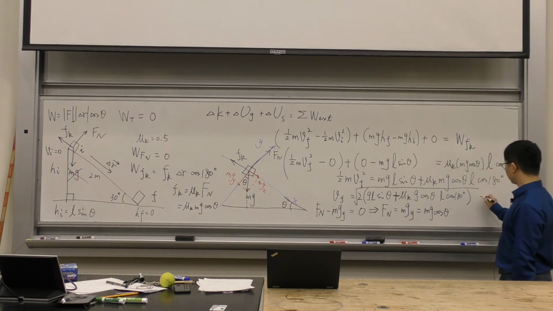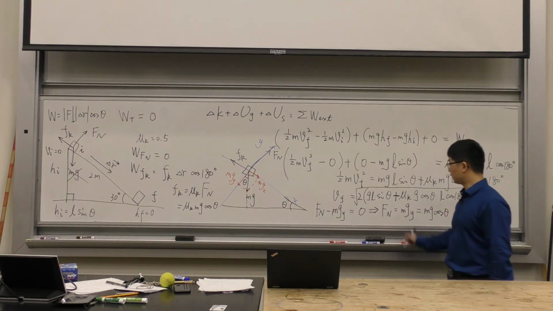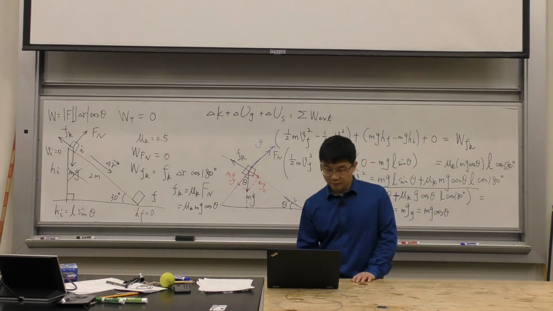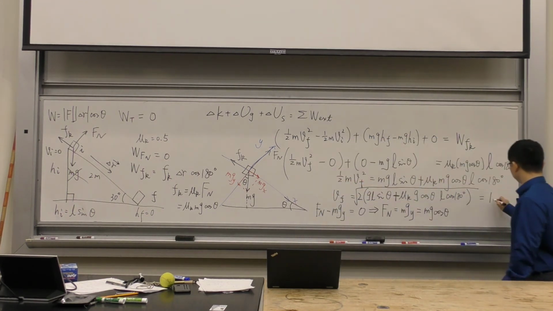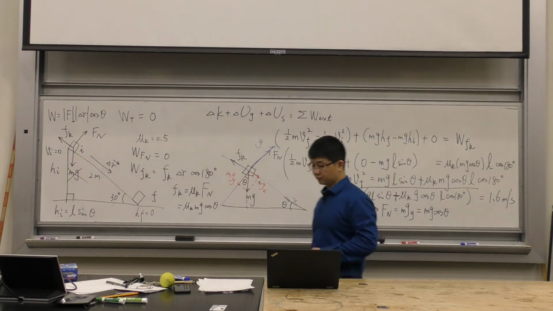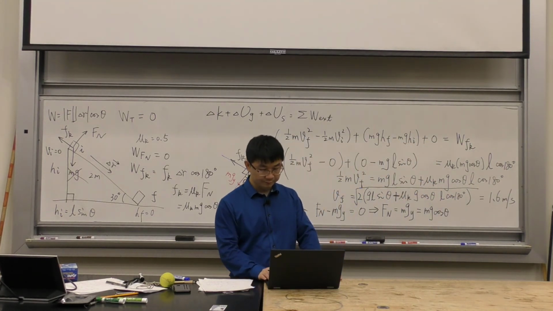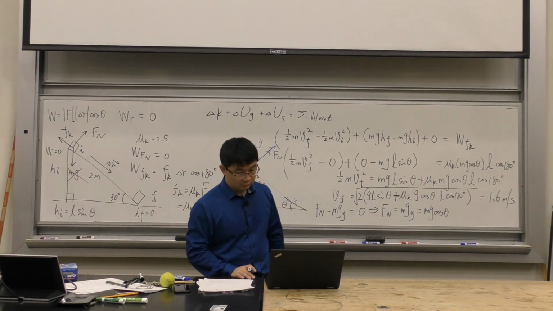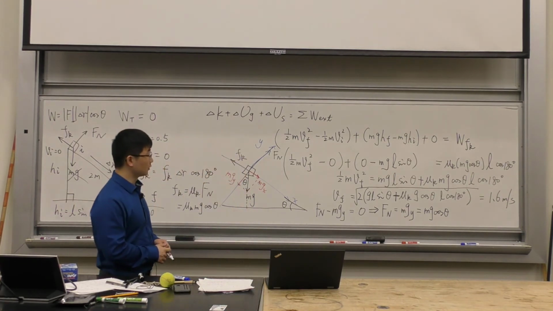So now I can plug numbers in. What is the number you got? And theta angle is 30 degrees. The number I got is 1.6 meters per second. So that's how we solve this problem, still using conservation of energy. Okay, let's take a look at the next one.